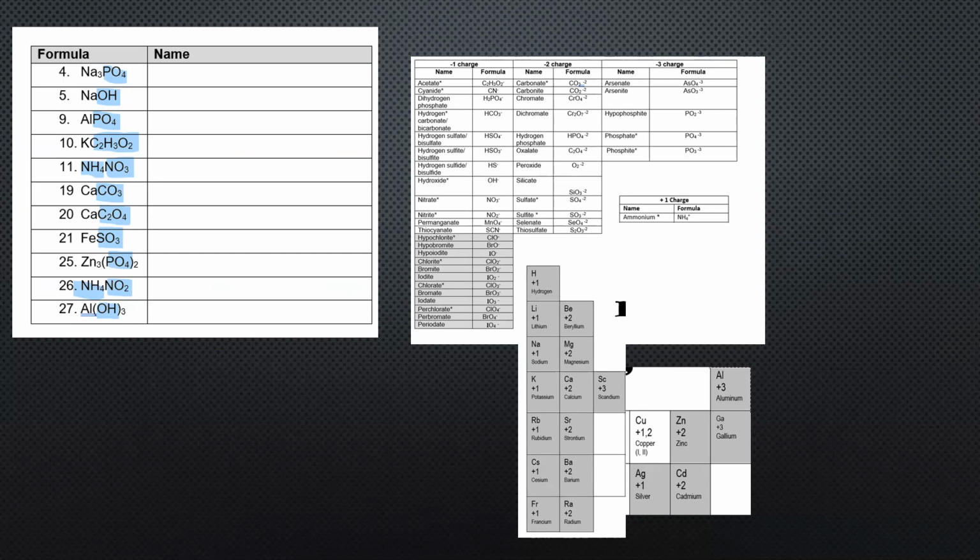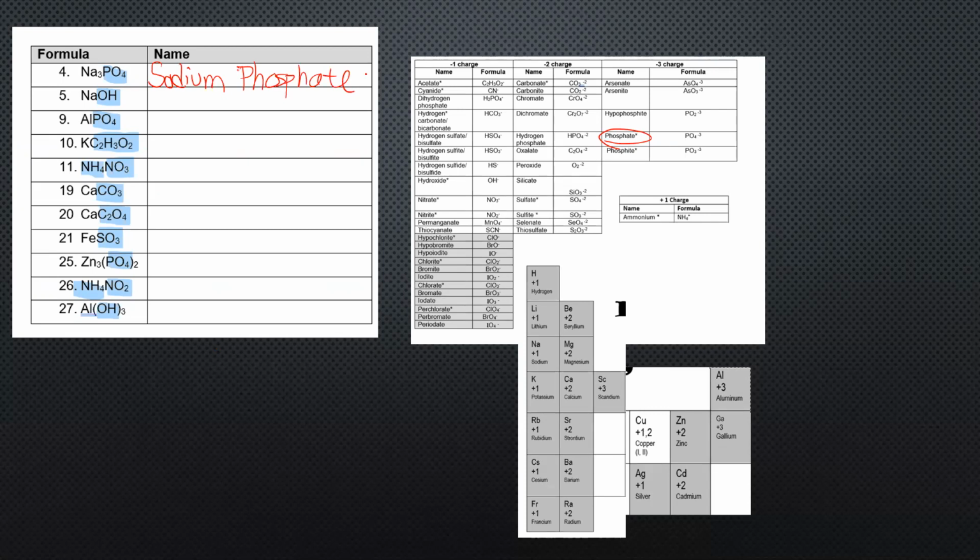So if we look at our metal for number 4, we're going to see that that is sodium. So we're just going to write the name of that. And then we see that there's more than one atom after sodium. So that is going to be PO4. And we're going to look and see that PO4 is called phosphate. And that is simply the name of it.